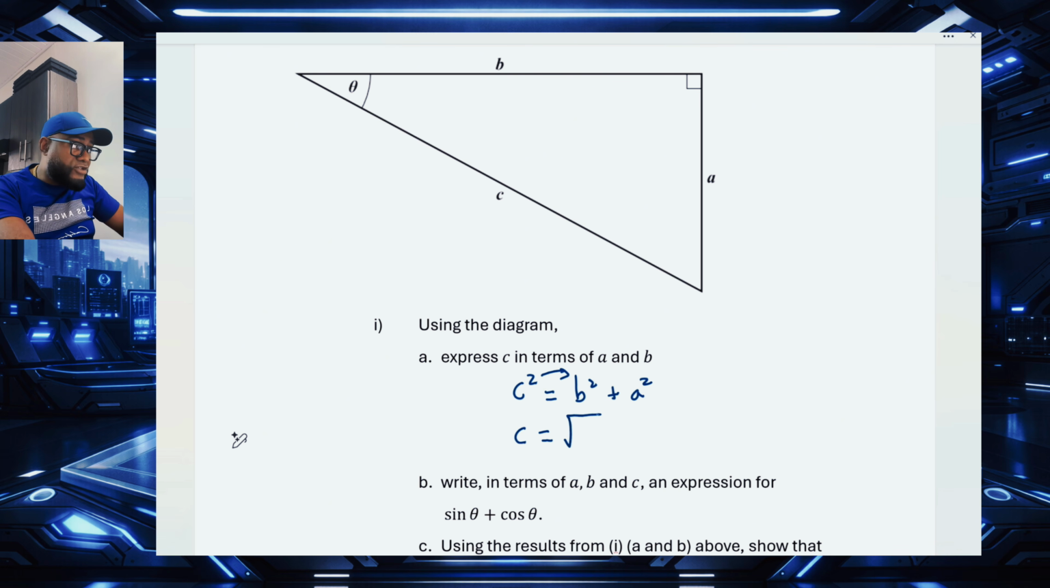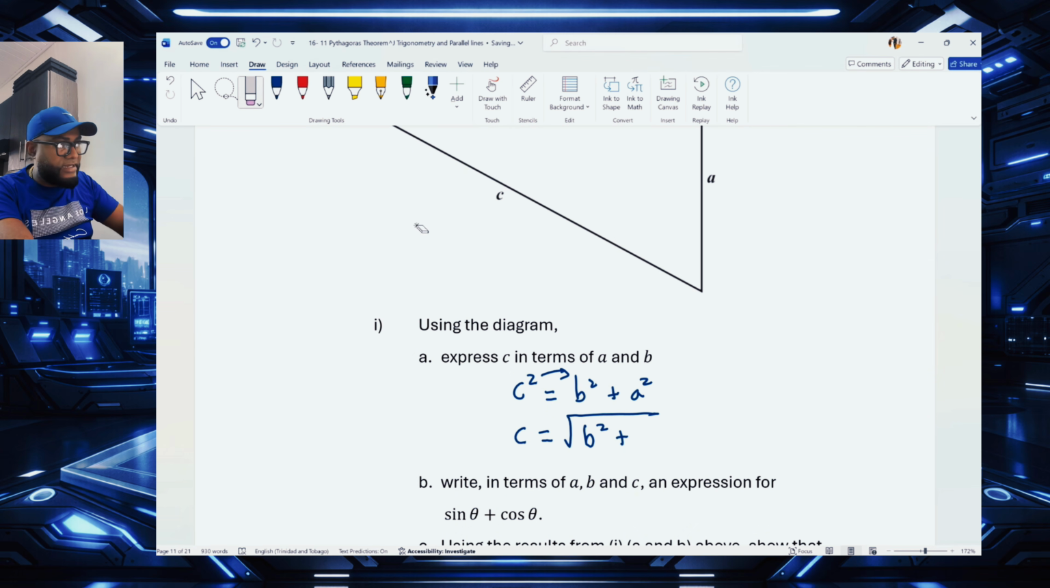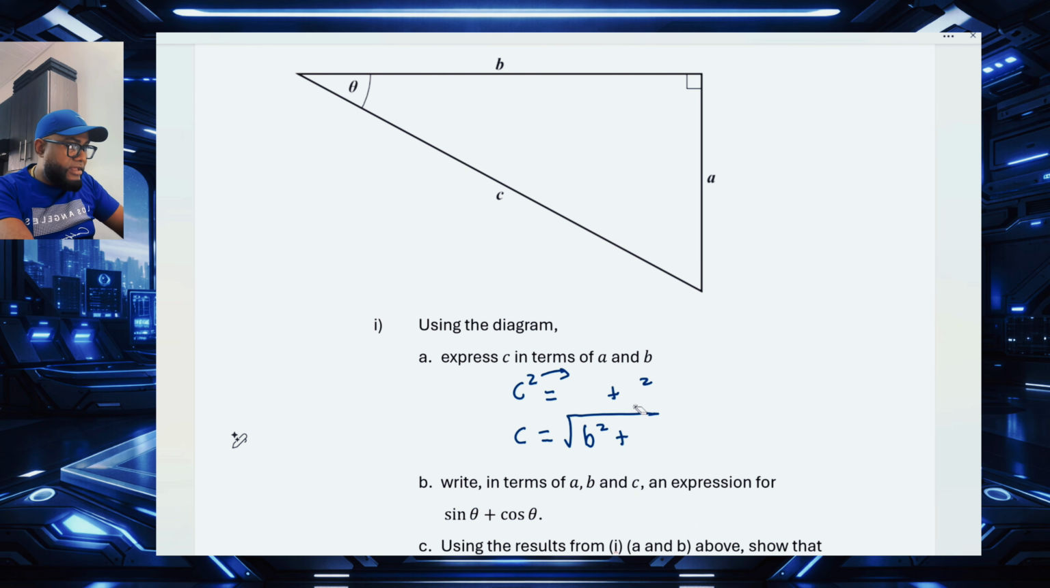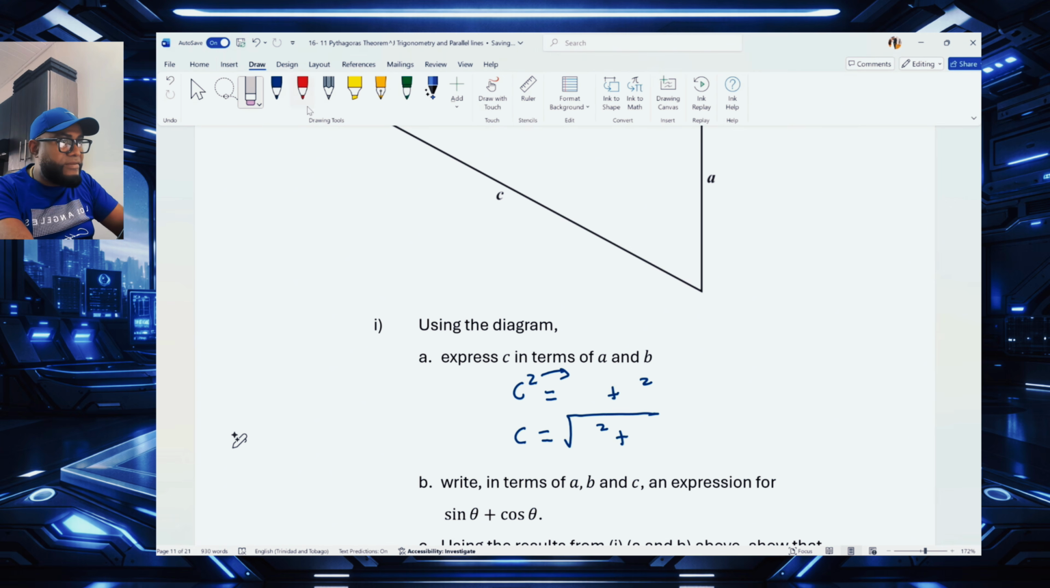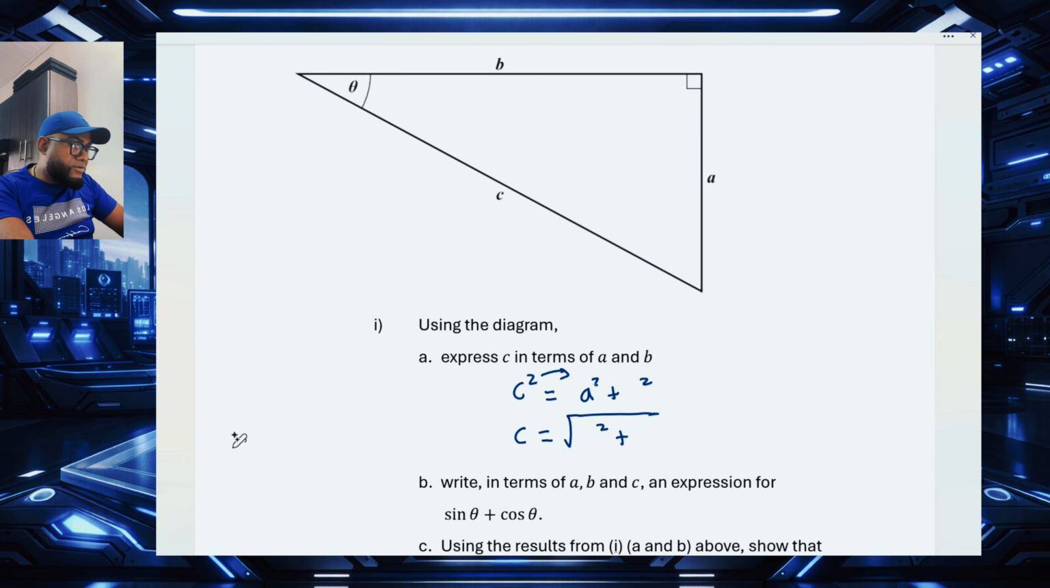So C would actually be equal to the square root of A squared plus B squared. I find that looks a little neater. A squared plus B squared, right? Everybody good there?